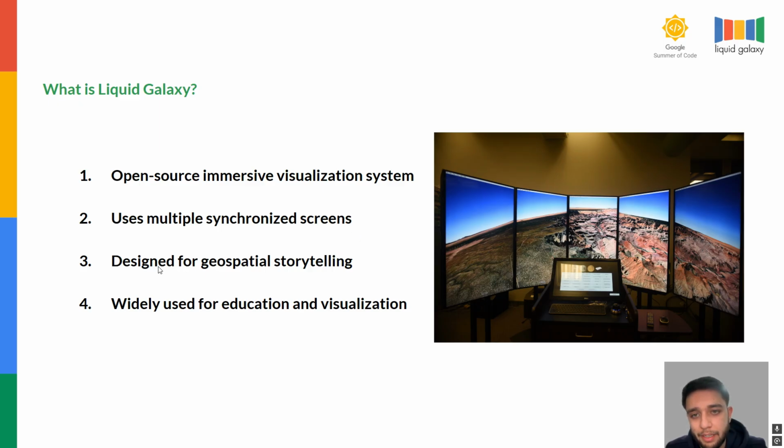So Liquid Galaxy is mainly designed for geographical based visualization. This means it is used to explain or visualize using maps, locations, satellite images, and geographic data. For example, we can visualize cities, historical places, climate data, or even space related information in a very realistic way.